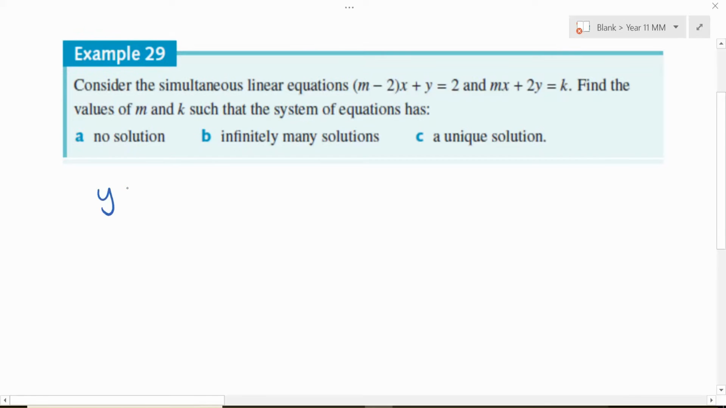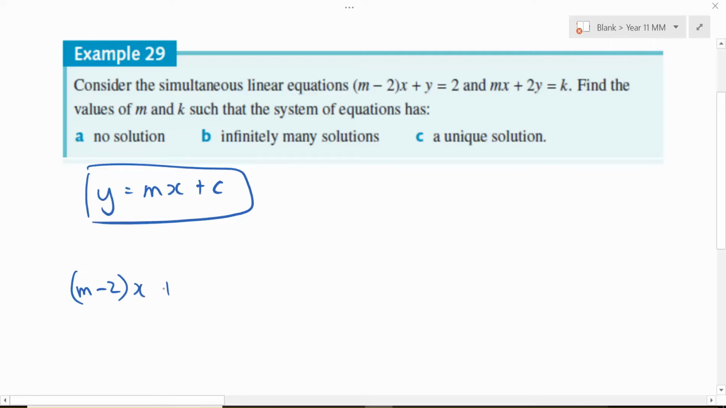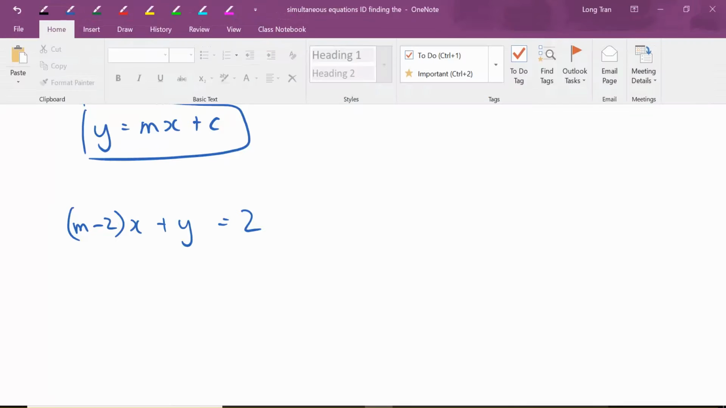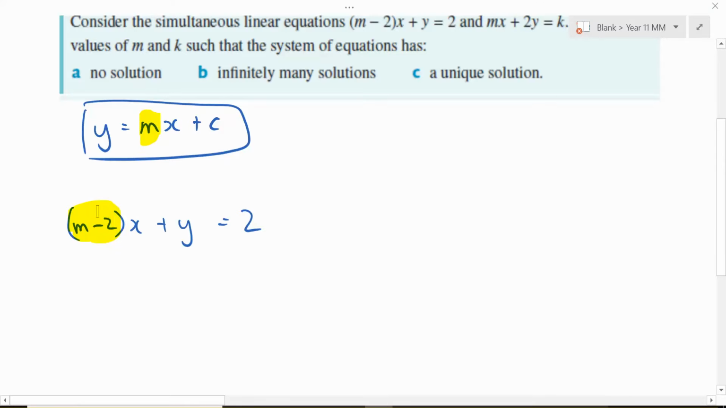I want y equals mx plus c. This is what I want. This is what I have. I have m minus 2 multiplied to x plus y equals 2. At this step here, you see this looks almost similar to y equals mx plus c. The only difference here is you have m minus 2 times x. Here you have m times x. So what I'm trying to say is your m is here.